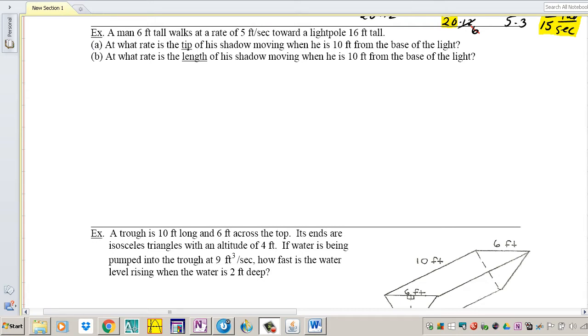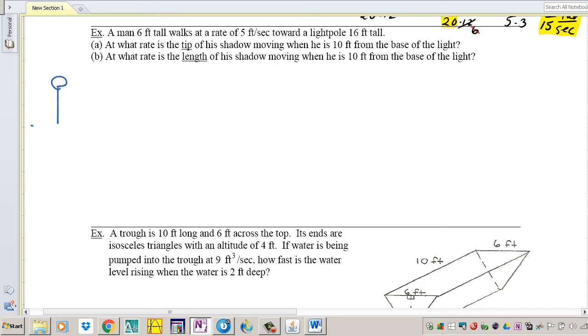A man 6 feet tall is walking at a rate of 5 feet per second toward a light pole, 16 feet tall. At what rate is the tip of his shadow moving when he is 10 feet from the base of the light? And at what rate is the length of his shadow moving when he is 10 feet from the base of the light? So let's go ahead and draw a picture.